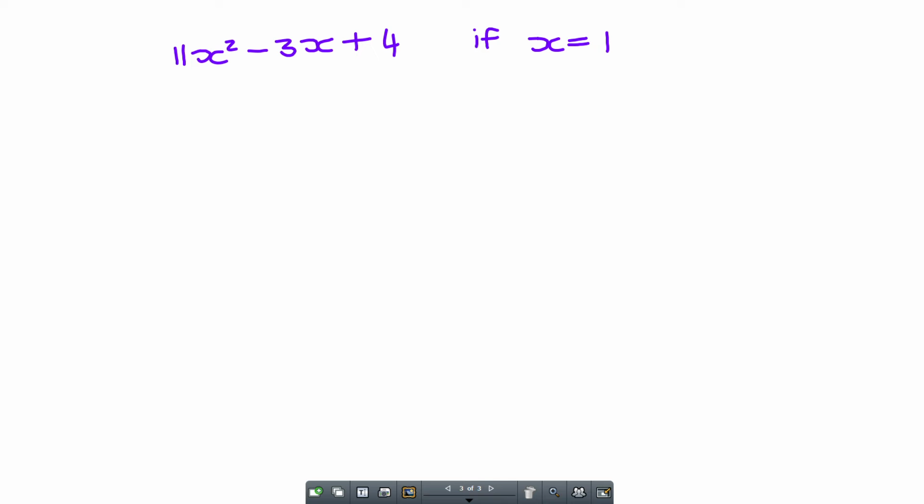It's still just an algebraic expression. I'm just quickly running through. Actually, you have done all of this in grade 8, so I'm just running through before I get to the actual part, the new part. Okay, so you can say 11, and then instead of x, I'm going to substitute 1 squared minus 3 times 1, and then plus 4.